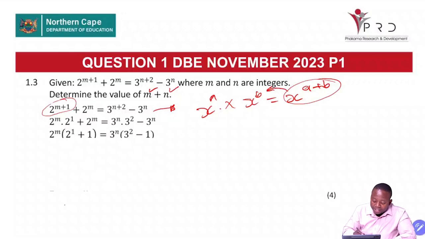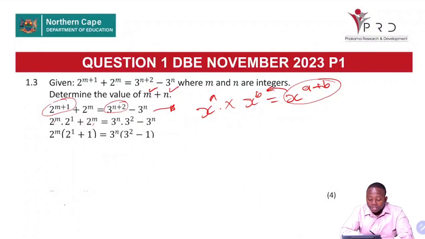To reverse back, we now separate. We'll separate that 2 to the power m alone, multiplied by 2 to the power 1 plus 2 to the power m. Then we also apply the laws of exponents to that 3 to the power n plus 2. So what we now have is 3 to the power n multiplied by 3 to the power 2, or 3 squared, minus 3 to the power n.